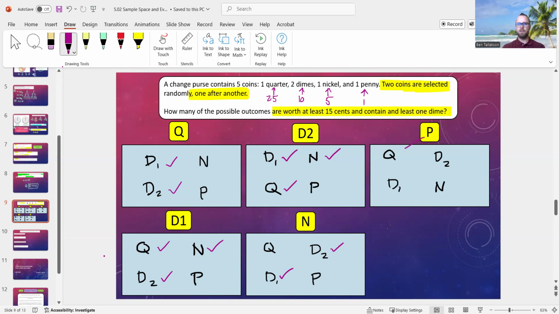If I pick a penny then a quarter, no dime was included. If I pick a penny then a nickel, no dime was included. Penny and a dime is 11 cents. That's why nothing in this box was checked off.